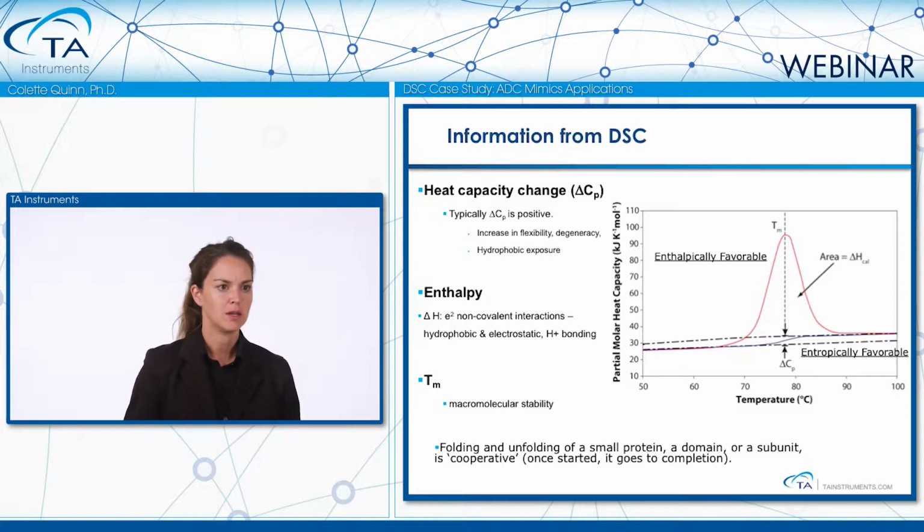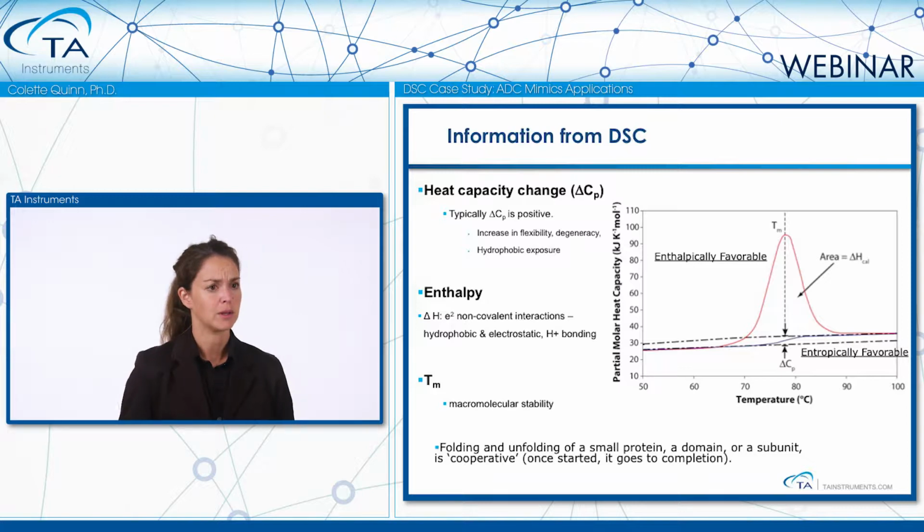The main part, though, is underneath the red unfolding trace that you can see in the picture, and that's how we get the enthalpy. The enthalpy comes from the energy of the non-covalent interactions, such as hydrogen bonding, hydrophobic and electrostatic interactions. So all the energy that makes up holding a protein together, and that also includes solvation effects as well.